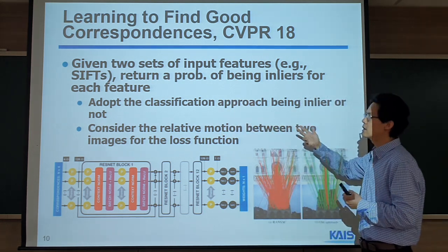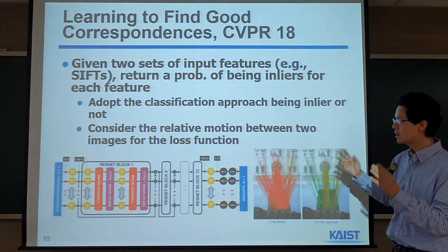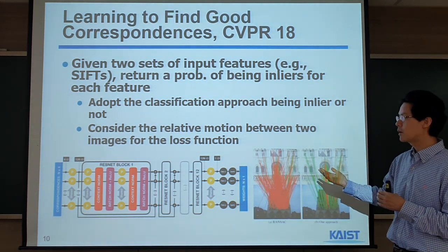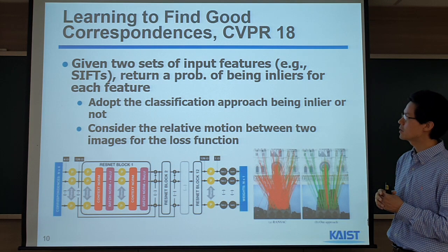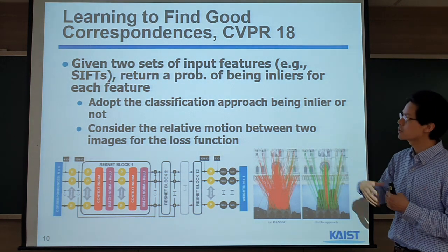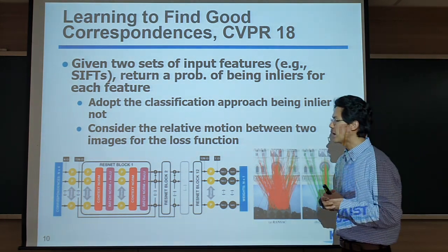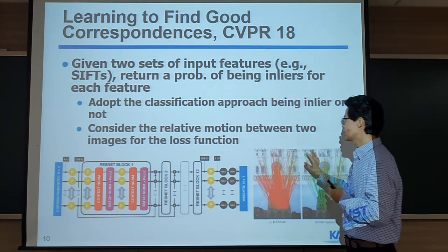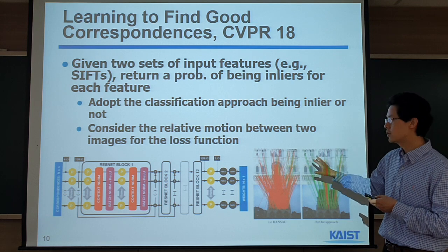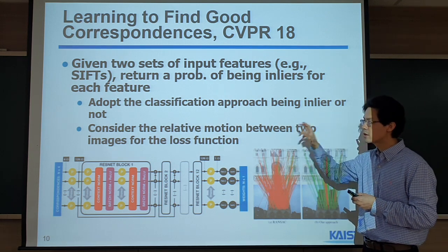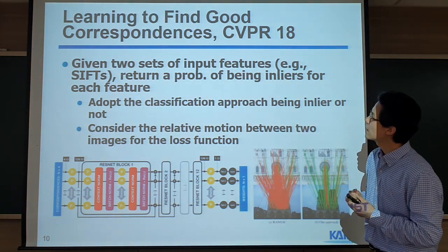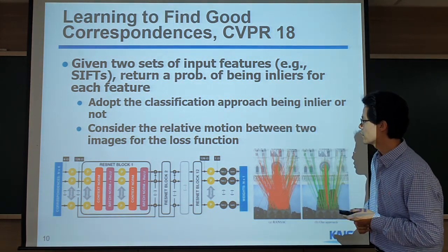So basically, here we can treat each pair of features as either an inlier or not, some sort of binary approach, but actually they also compute a probability. By doing that, they also consider the relative motion between these two images. They also consider the relative motion in the particular loss function that they use for their deep learning approach.